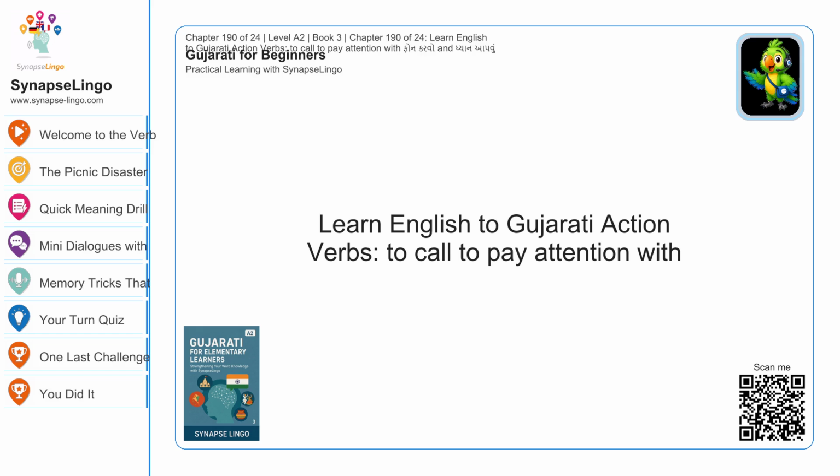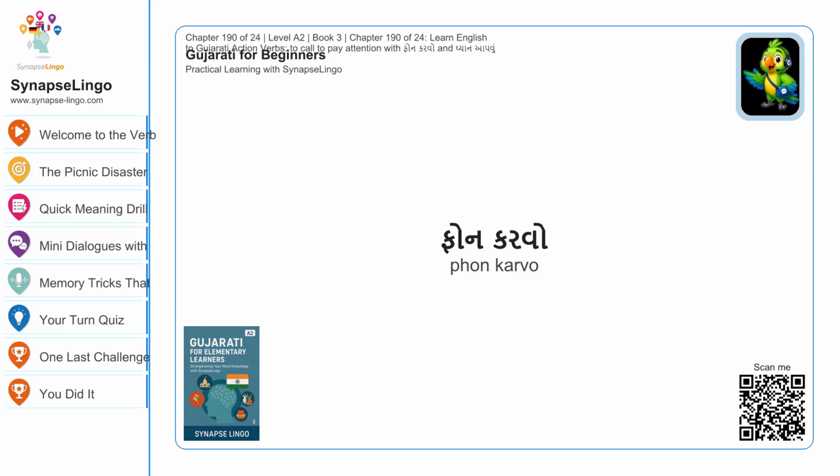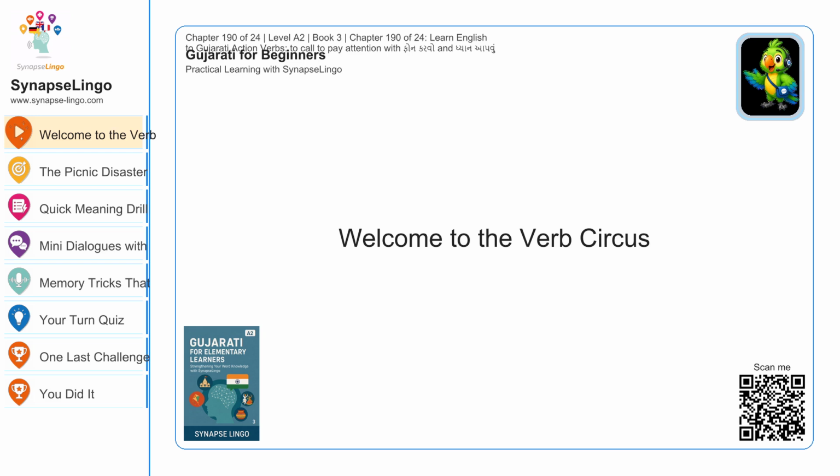Learn English to Gujarati action verbs, to call to pay attention with. ફોન કરવો. And. ધ્યાન આપવું. Welcome to the verb circus.